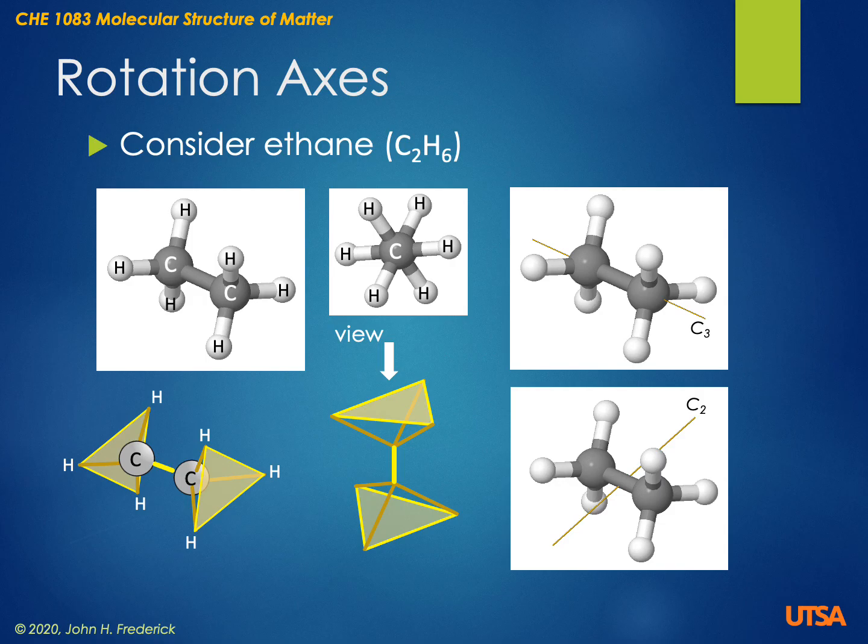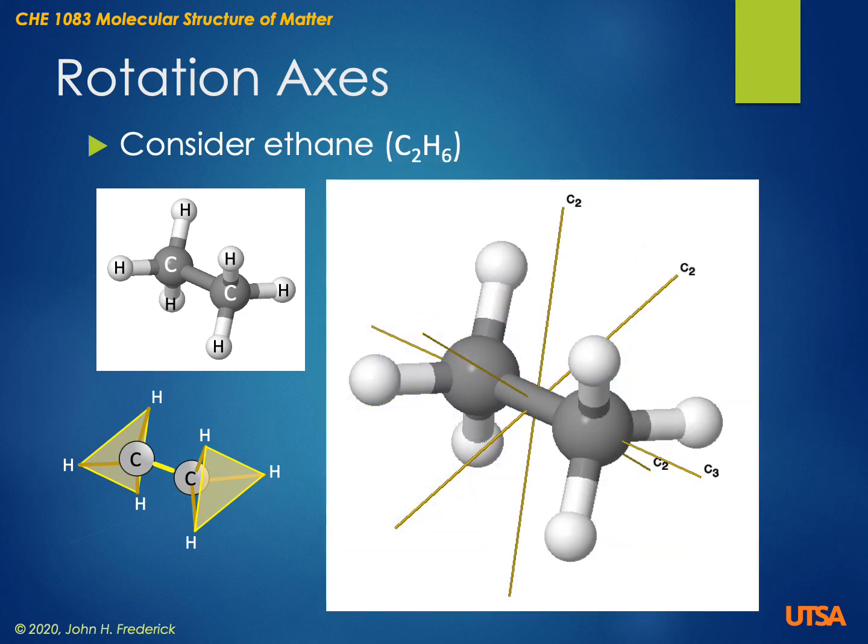We also have some C2 axes of symmetry. So if you can imagine rotating this molecule by 180 degrees about that line, the one that's far away from us on the bottom would convert to the one that's closest to us on the top, and so forth.